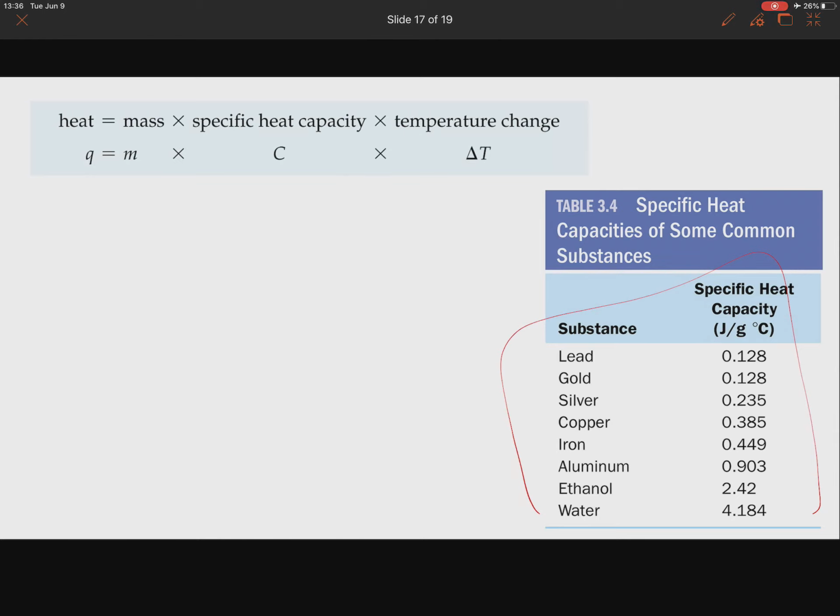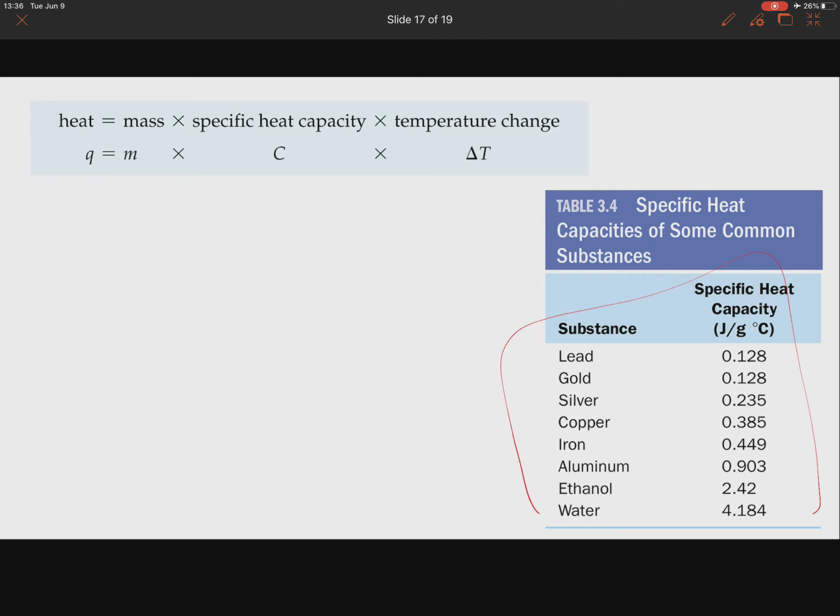What else? We could use the heat capacity to see how much heat something could absorb, or what the final temperature of something would be. We are going to do a whole lab on this, and so you're going to get some practice doing these, but let's talk a little bit about the equation, and then we'll do a practice problem.